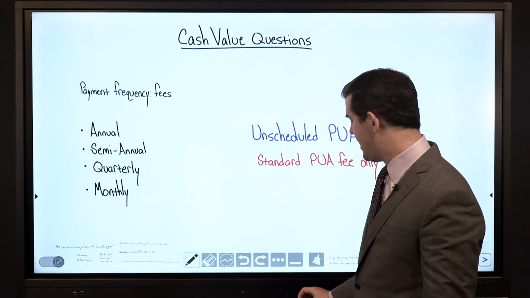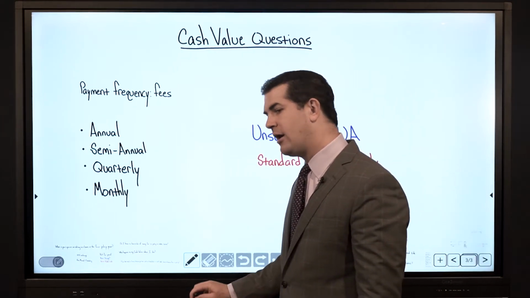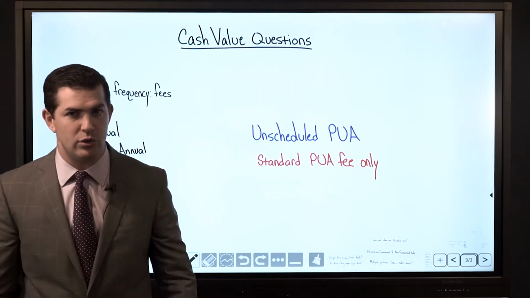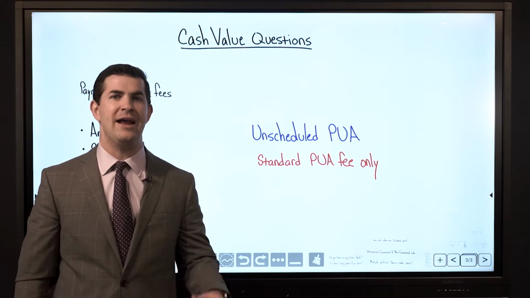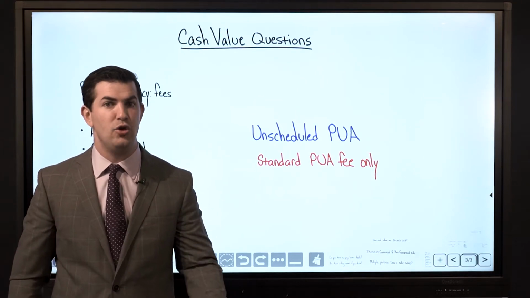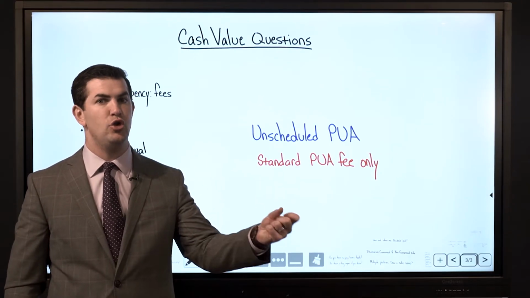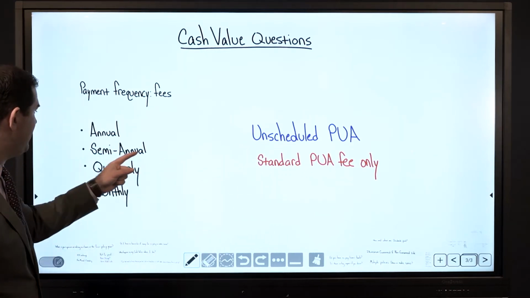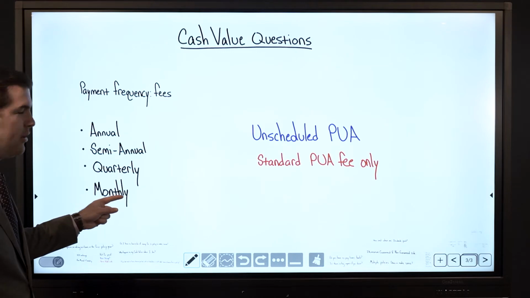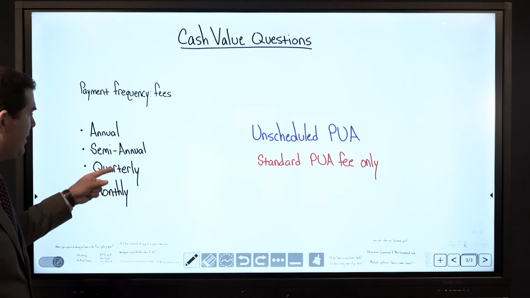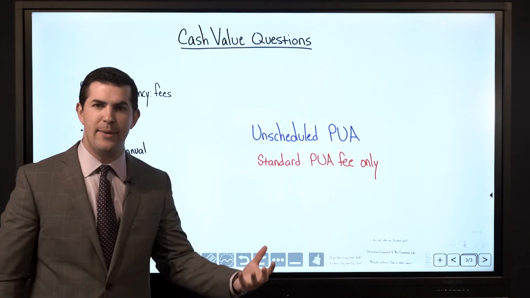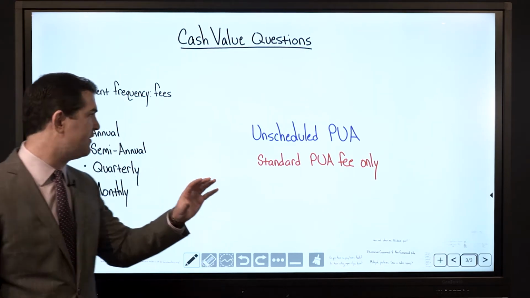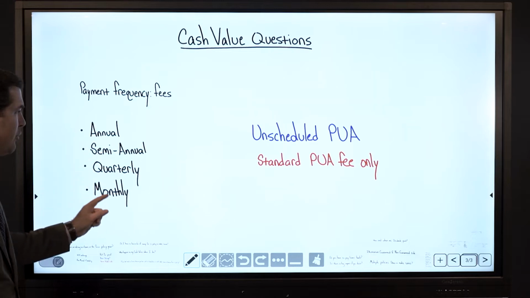Now, something I'd like to add as well is if you're making unscheduled PUA payments, the key word here is unscheduled. You can add PUAs at your discretion, meaning you might add funds into PUAs, you might not. Those are not assessed with the same fees that I would have if I'm paying monthly, semi-annually, or quarterly. If I'm making an unscheduled PUA payment, that'll function in the same manner that it would if I'm making my premium payment annual or monthly.